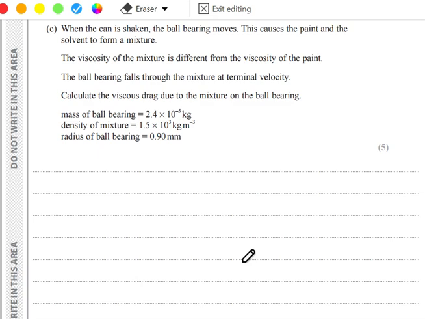So we need the viscous drag, and we know that both upthrust and viscous drag are equal to W, the weight. This condition is because of the terminal velocity. So D equals W minus U.